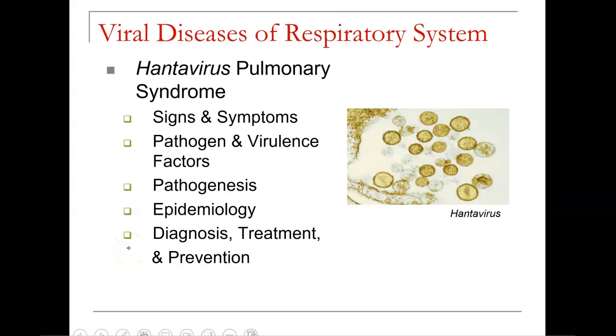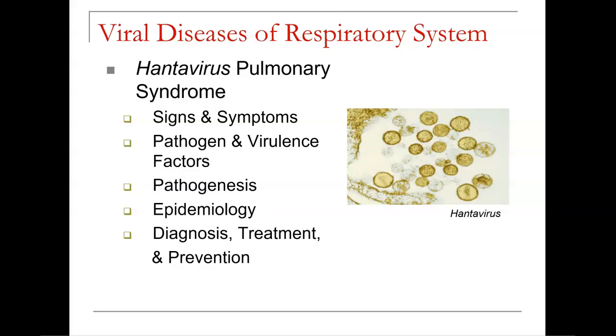Hantavirus pulmonary syndrome. Signs with this are going to be, with early symptoms, fever, fatigue, muscle aches, headache, chills, nausea, vomiting, diarrhea, and even abdominal pain. The symptoms will progress to a cough, eventually into shock and labored breathing. The pathogen here is going to be the hantavirus.